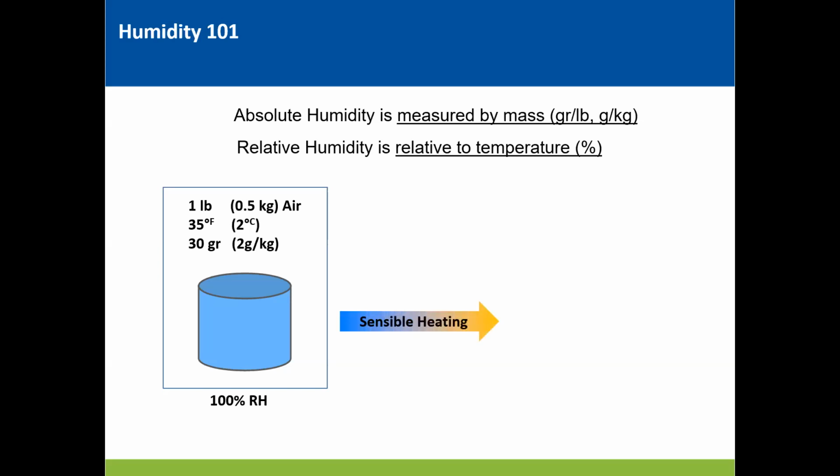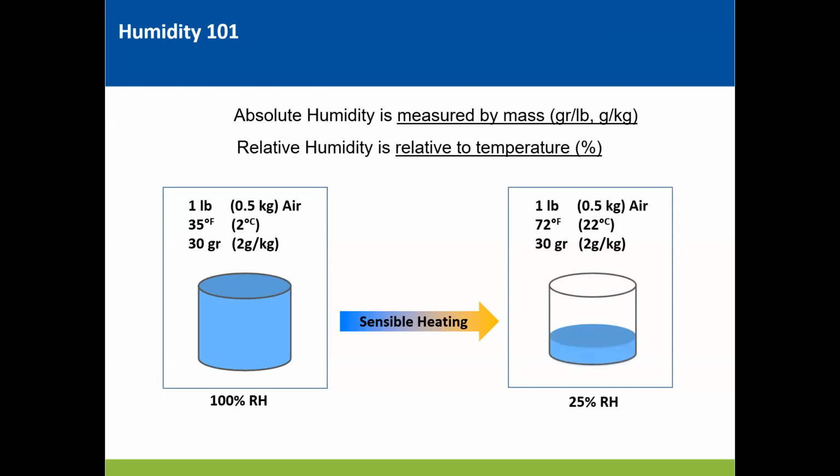If we do nothing to this air other than apply some heat to it, so we increase the temperature only, and we take our same 1 pound, half a kilogram of air, and we bring that up to 72 degrees Fahrenheit or 22 degrees centigrade, so a more comfortable indoor temperature, we see something interesting. At this higher temperature, the air can hold a significantly higher amount of moisture, about 4 times in fact.